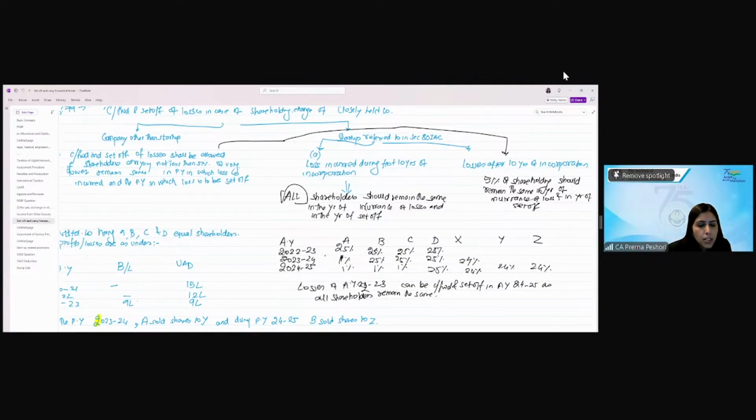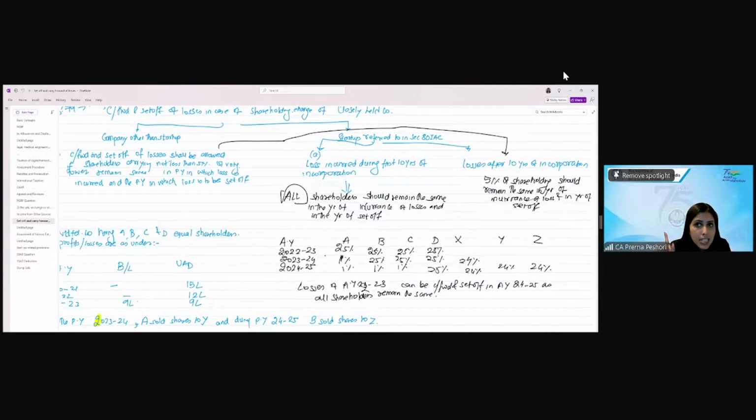Let's say in 23-24, A transfers the shareholding to X. Now, are more than 51% the same? Yes, they are the same in the year of incurrence and in the year of set off. In 24-25, A, B, C have transferred their shareholding to XYZ. Now, in the year of incurrence, A, B, C, D were the more than 51% shareholders. In 24-25, the shareholding is not the same. 51% of shareholders are not the same in the year of set-off.